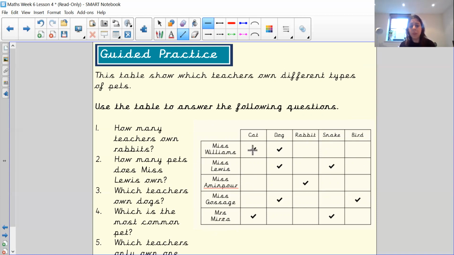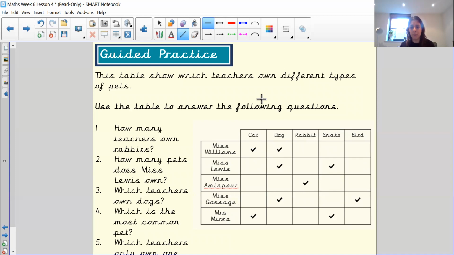So according to this table, Miss Williams has got a cat and a dog. I have got a dog and a snake. Miss Amanpour has got a rabbit. Miss Gossage has got a dog and a bird. And Mrs. Mirza has got a cat and a snake. Now, these aren't all necessarily true because I don't have a dog or a snake, thank goodness. But this is what the table is telling us.